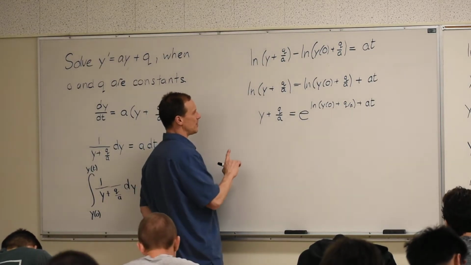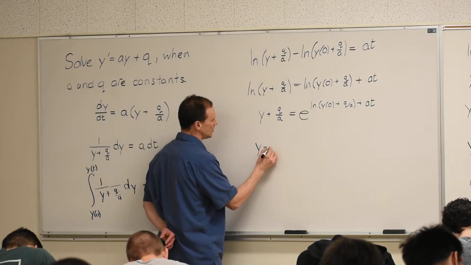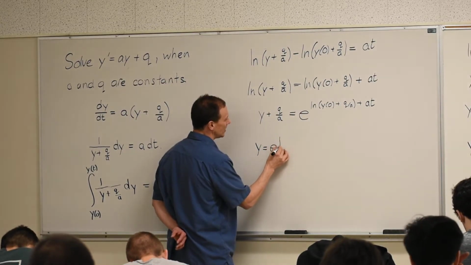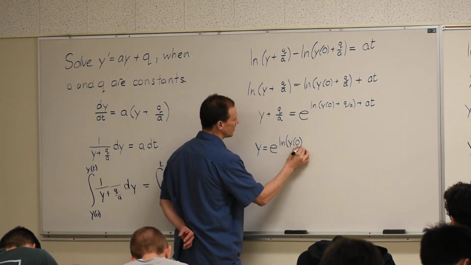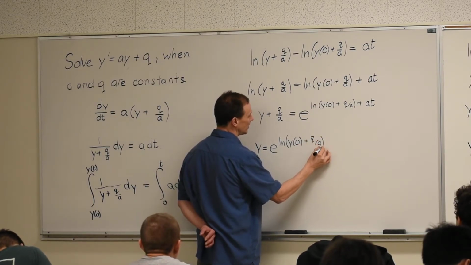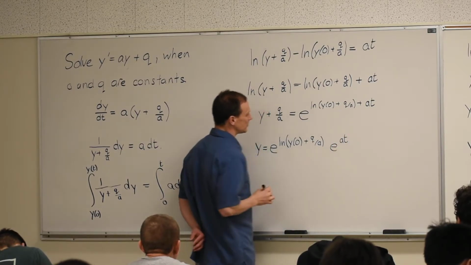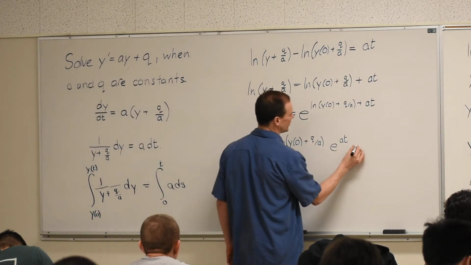So let's clean this up and write this as y equals. We're going to do a couple things. First, we're going to write this as e to the natural log of y of 0 plus q over a, times e to the at. Oh, minus q over a.